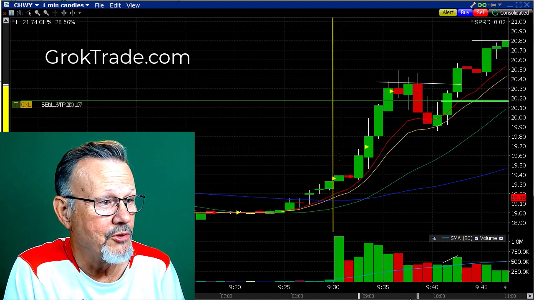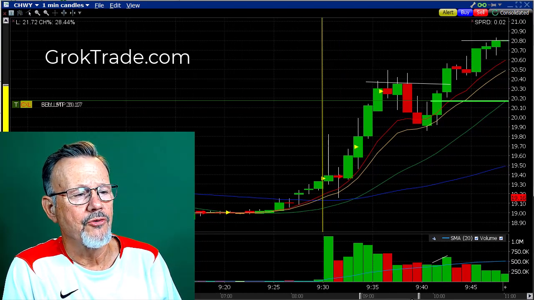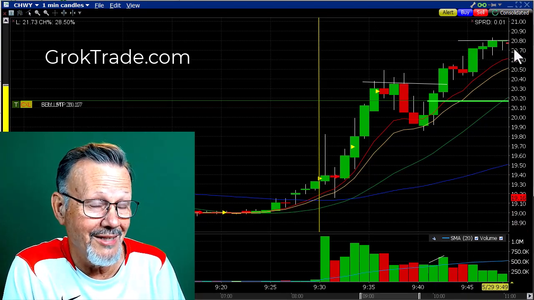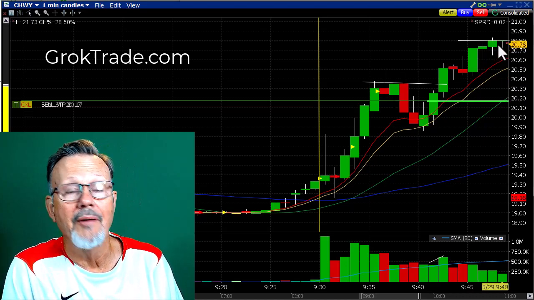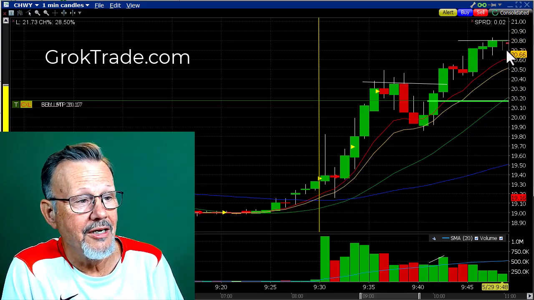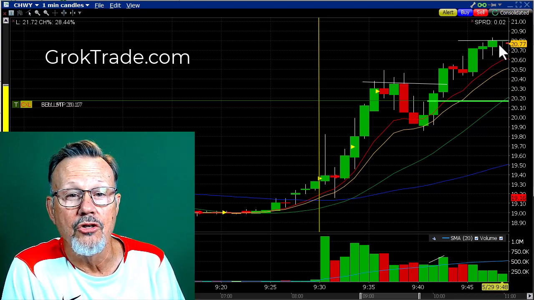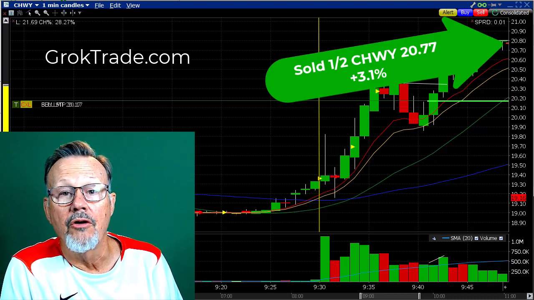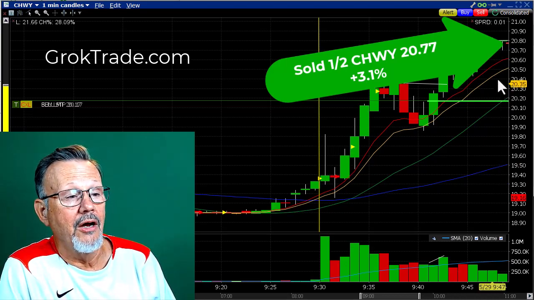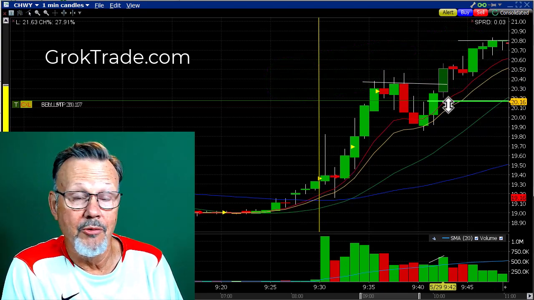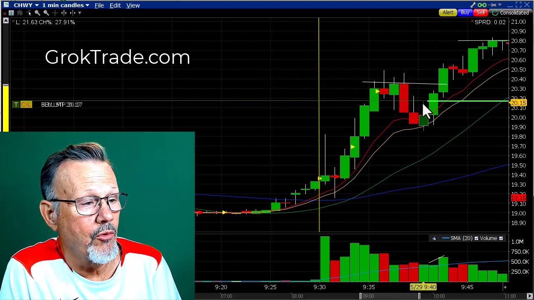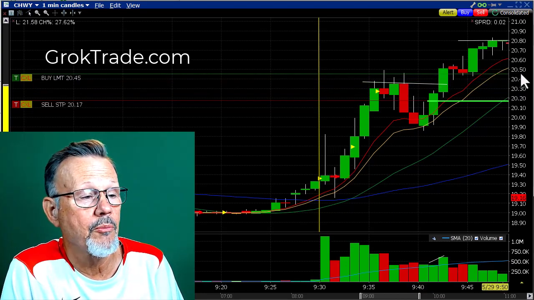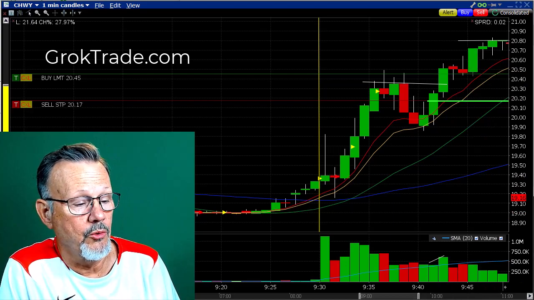Love it when that happens, don't you? Now it's basing up here. I have a rule that says if it basis for 3 candles in a row, that's 3 minutes because these are 1 minute candles, I'm going to take out half. So I did. I took out half right here at 20.77. I'm out half for 3.1%. And now I have to change the stop for the number of shares I have left. I'm going to bring it all the way up from break even to just under the 20.50 support area. We'll see where we go from there.